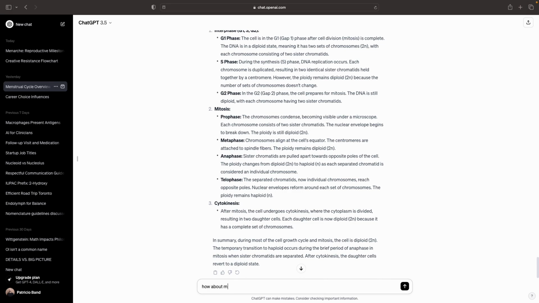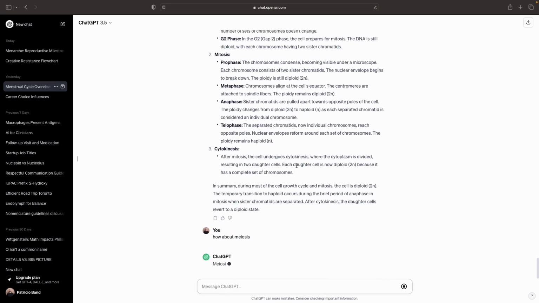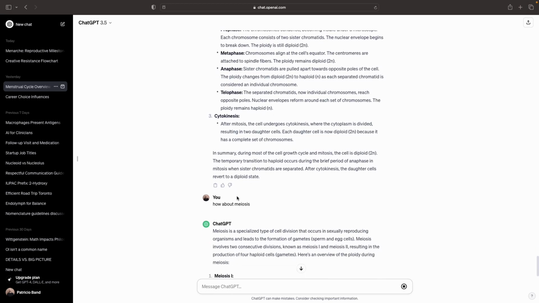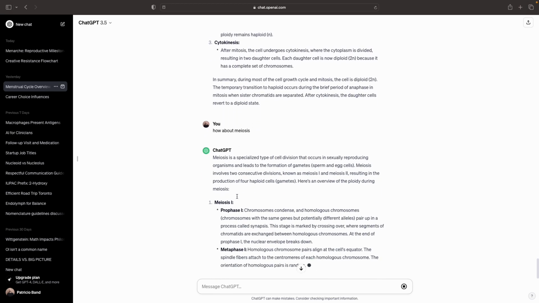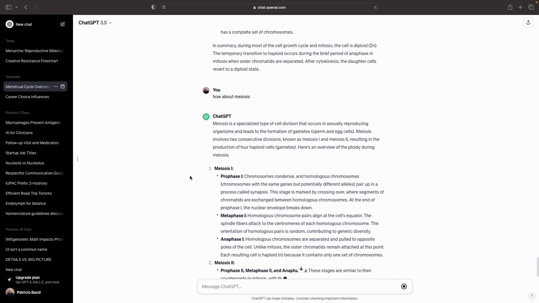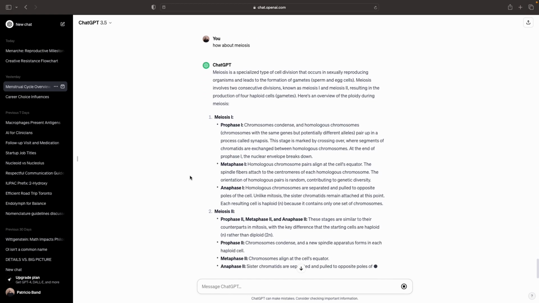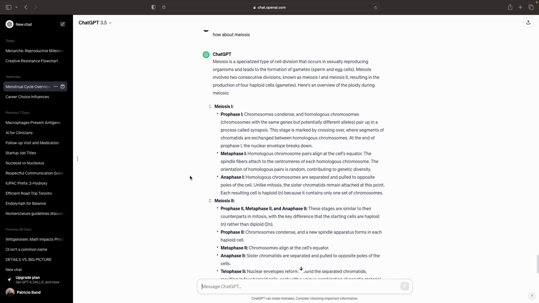So how about meiosis now? Meiosis is a specialized type of cell division that occurs in sexually reproducing organisms and leads to the formation of gametes, sperm and egg cells. Meiosis involves two consecutive divisions known as meiosis 1 and 2, resulting in production of 4 haploid cells, gametes.